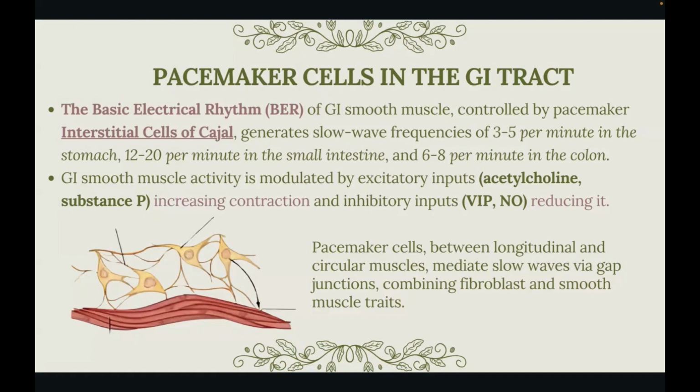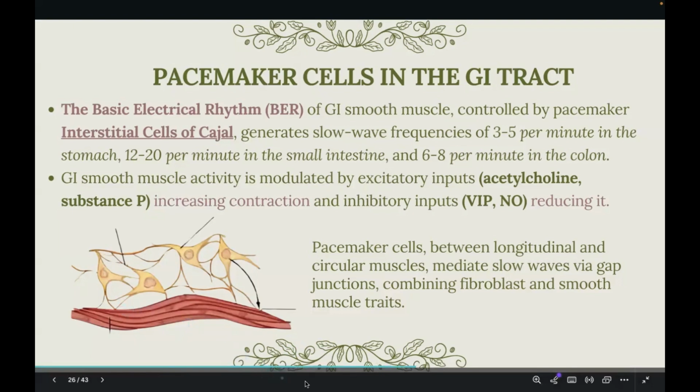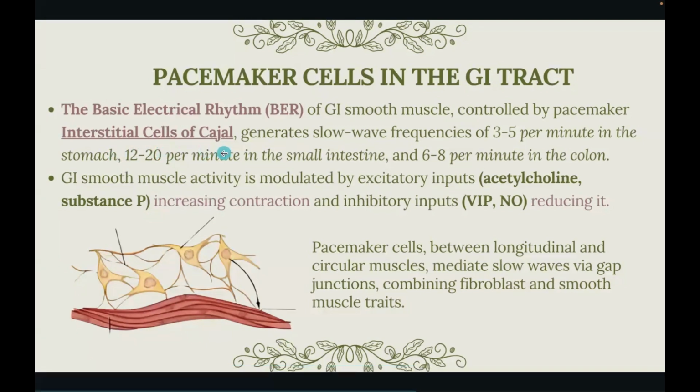No, they're also found in other parts of the body, and they're found in the GI. However, for the GI, they're not called SA node or AV node. They're called the interstitial cells of Cajal. It's like a Spanish word, I think. So, whatever, interstitial cells of Cajal, okay? These cells are pacemaker cells, and they produce the basic electrical rhythm of the smooth muscles found in the GI. Now, pacemaker and BER are very broad terms. If you want to specify it for the GI, it's going to be interstitial cells of Cajal and slow waves. Slow wave is basically the BER.